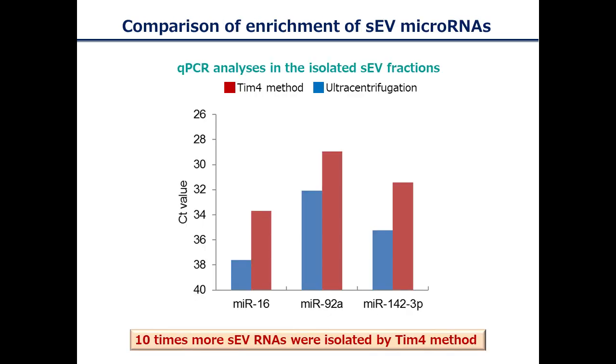We also compared the enrichment of SEV microRNAs. qPCR analyses of MIR16, MIR92A, MIR142-3P in the isolated SEV fractions revealed 3 to 4 less CT values by the TIM4 method, indicating that about 10 times more SEV microRNAs were isolated by TIM4 method.